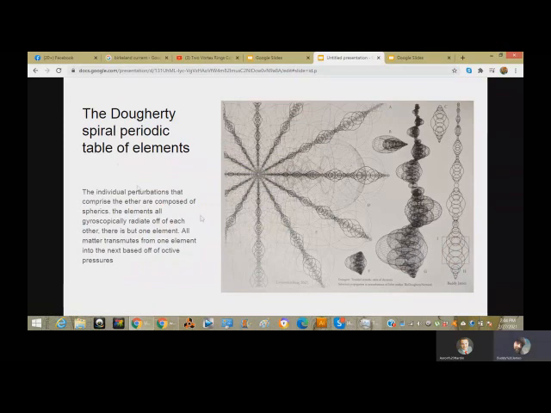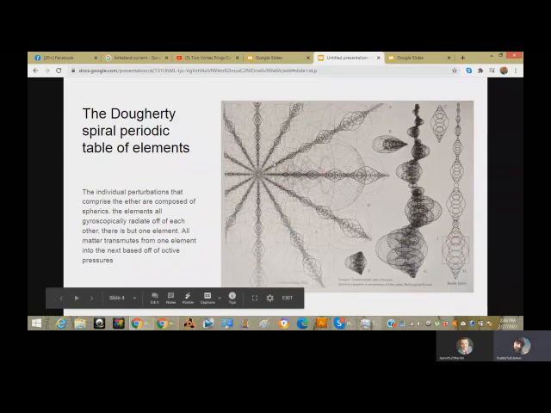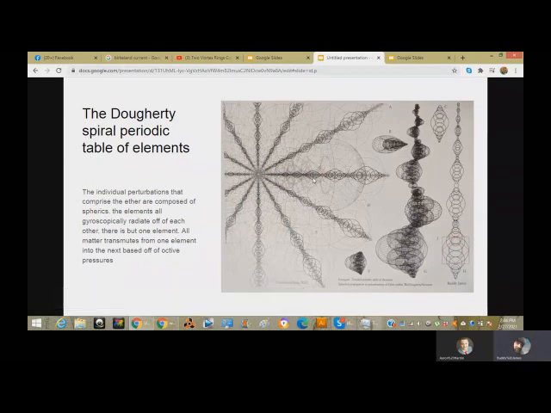The Dougherty spiral periodic table of elements. The individual perturbations that comprise the ether are composed of spherics. The elements all gyroscopically radiate off of each other. There is but one element. All matter transmutes from one element into the next based off of octave exchange of pressures. And that's why we have a wiggle within a bigger wiggle within a bigger wiggle, wiggle, wiggle, wiggle.